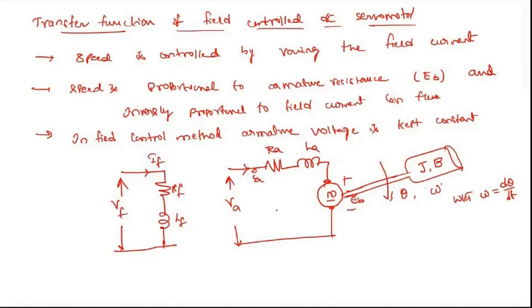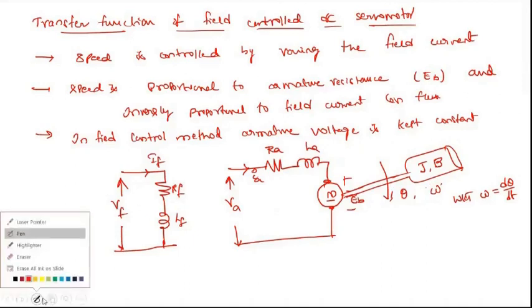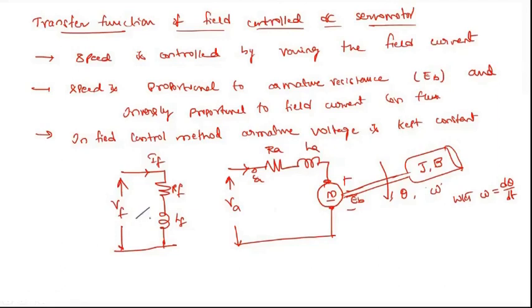This is the basic circuit diagram for the transfer function of the field controlled DC servo motor. Field control means we concentrate only on the field circuit and the load, which is the mechanical rotational system. We cannot concentrate on the armature circuit. For the armature control method, we concentrate on the armature circuit and the load. Based on this, we can frame some equations and find the transfer function.